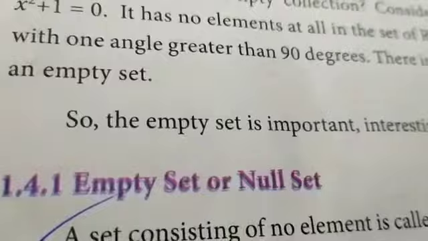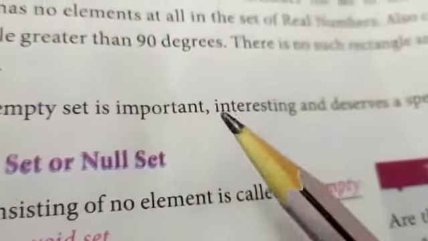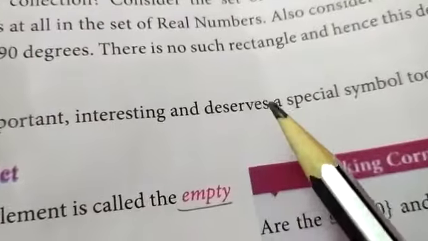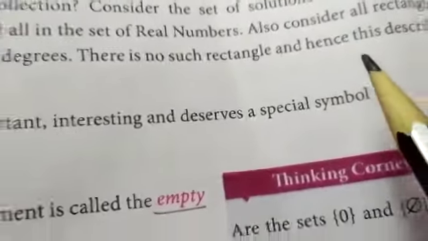You already know that a rectangle has four sides, all angles 90 degrees. If one is more than 90 degrees, then the other one will also become more than 90 degrees, which is not possible for a rectangle at all. A rectangle should always have four angles of 90 degrees. So, the empty set is very important, interesting and deserves a special symbol too.